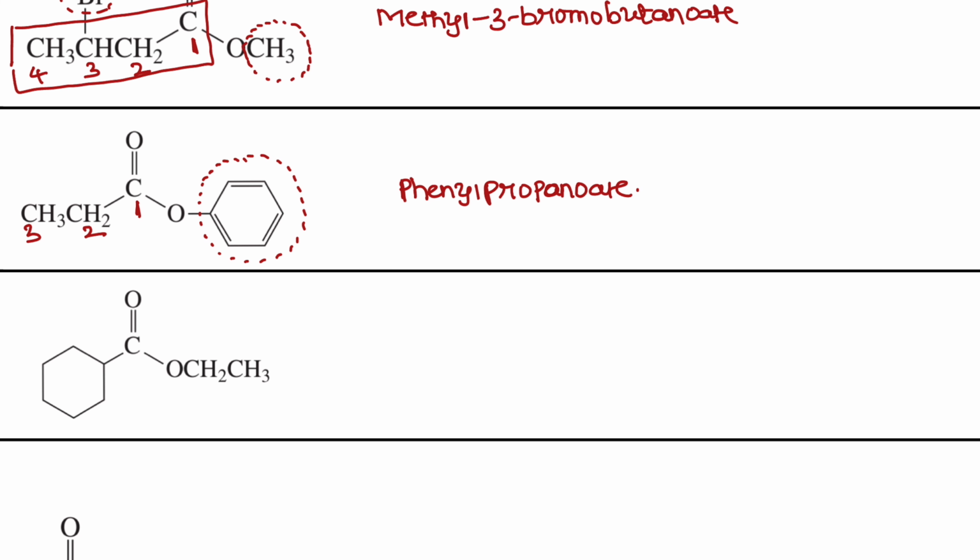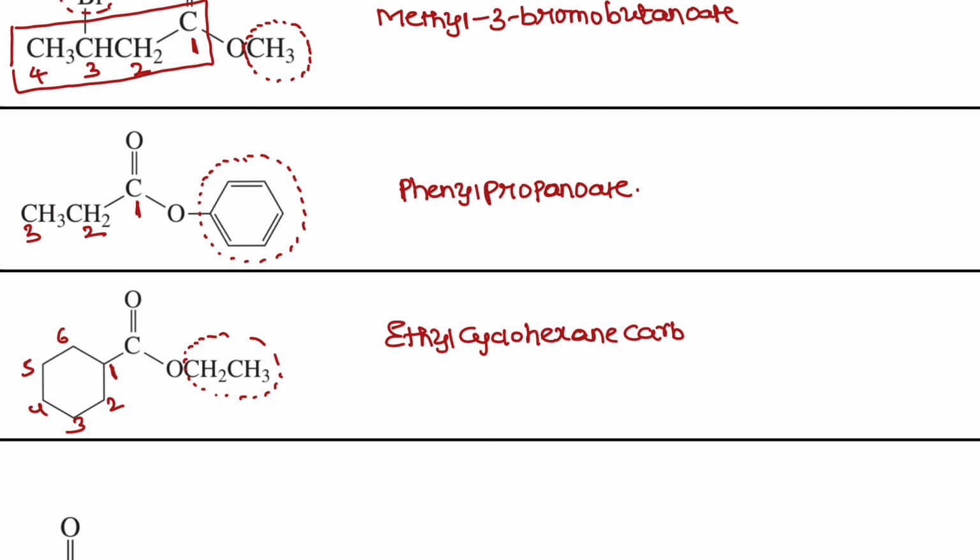So here a special suffix we have to use. This is the first carbon. Of course, there are no branches on the carbon chain, but there is one branch that is attached to oxygen. So the name is ethyl. Don't forget it is a cyclic system. Cyclohexane, not oate. You have to say carboxylate. Special suffix we have to use.